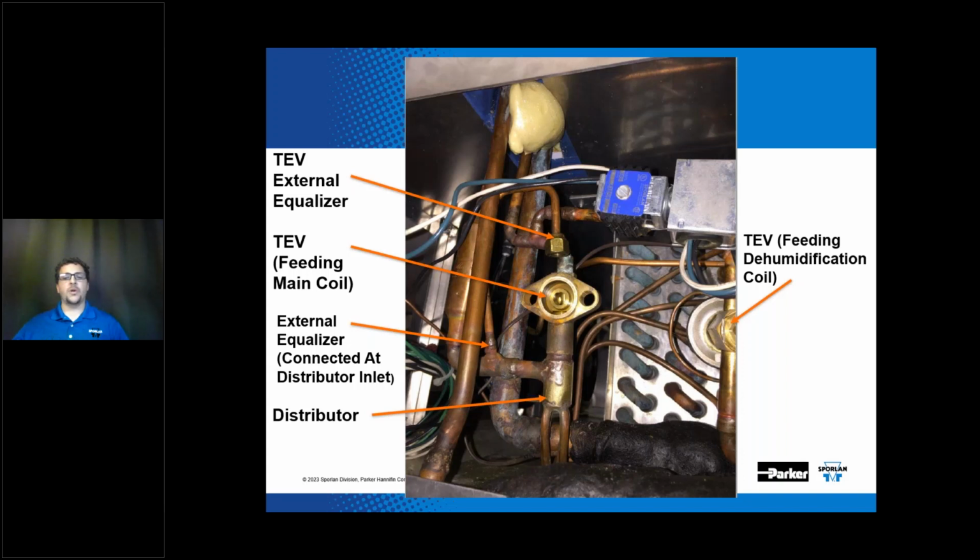So we visited the site, and what we found was that the real issue was not that the hot gas bypass valve was overfeeding, it was that the TEV was underfeeding. What I want to point out is that this is an externally equalized TEV, but they installed that external equalizer at the inlet of the distributor, and it was not installed at the outlet of the evaporator on the suction line. There was also another issue on this system. If you look on the right side, there's another TEV that is feeding a dehumidification coil. I'm going to show you on the next slide the issue we found there.